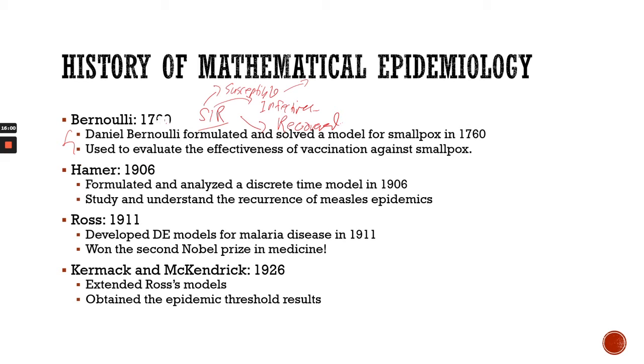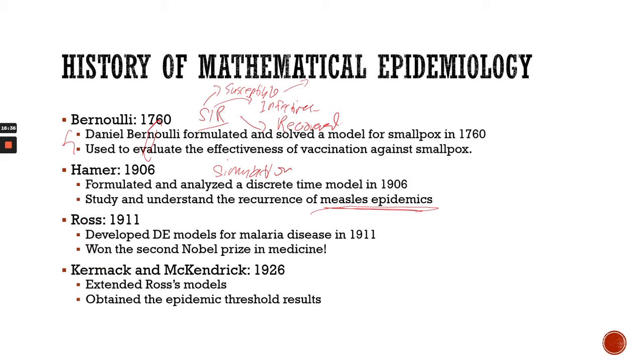And also, later on it's a very long time, in 1906, taas ang gap nila. So, in 1906, Hamer formulated and analyzed a discrete time model. So, this is analytic mo siya, kanikang Bernoulli analytic. And then for Hamer, he developed a discrete time model. So, this is more on the simulation part. Okay? And he studied and understood the recurrence of measles epidemics. So, magbalik-balik. This is like the flu. You have the normal flu, that's why every year natin vaccine.